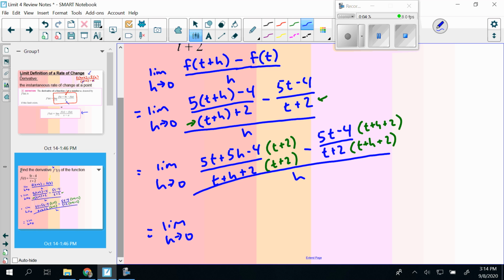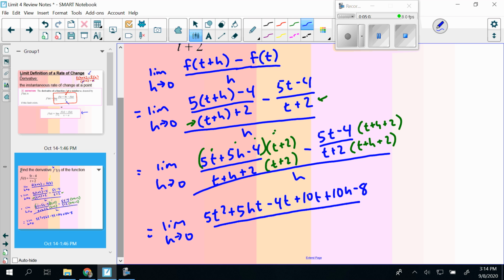So everything in these two needs to be multiplied to each other. So start with the 5t and multiply it to t, and then this times t, and this times t, and then everything times 2. And so we're going to end up with 5t squared plus 5ht minus 4t. And now we multiply everything by 2, so 10t plus 10h minus 8.